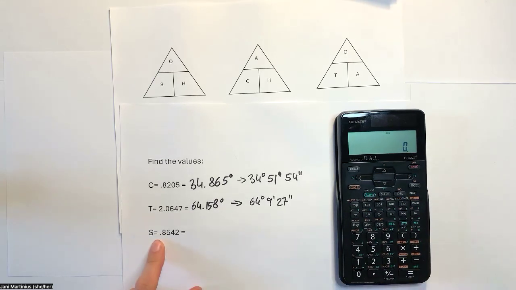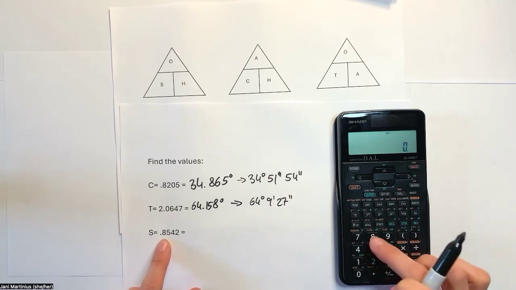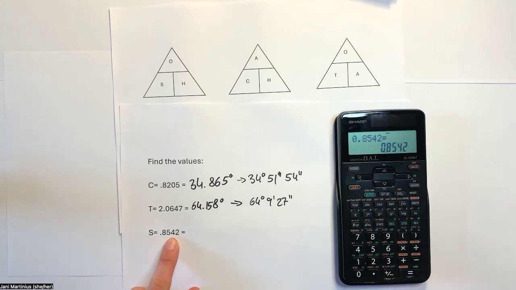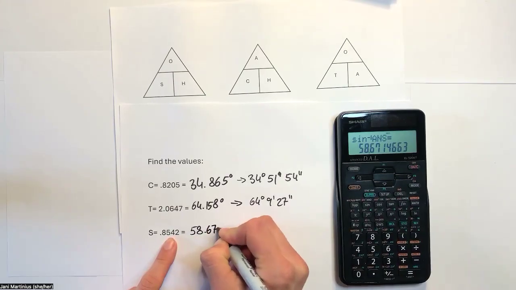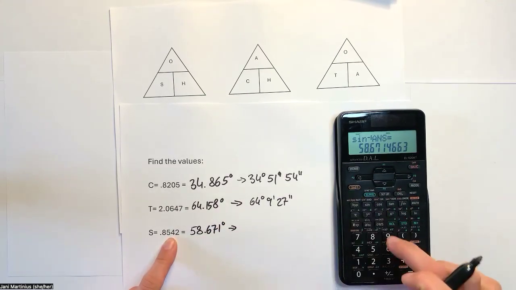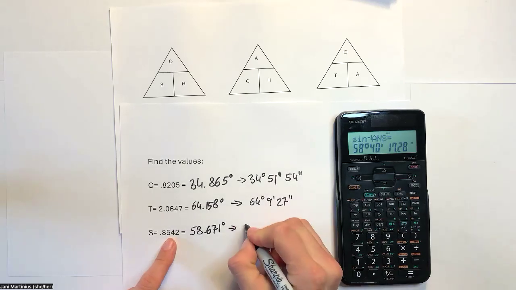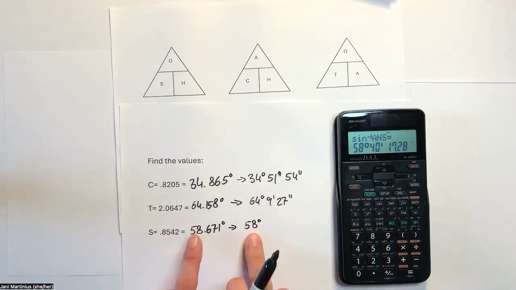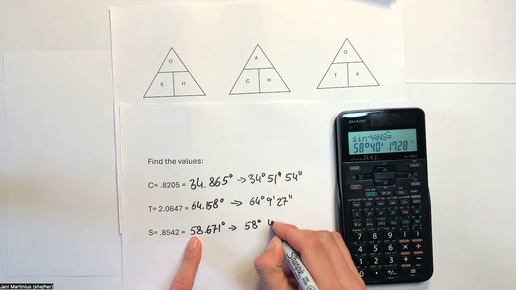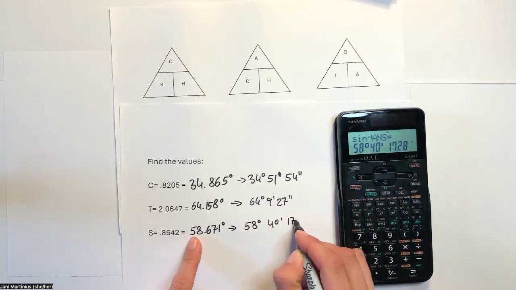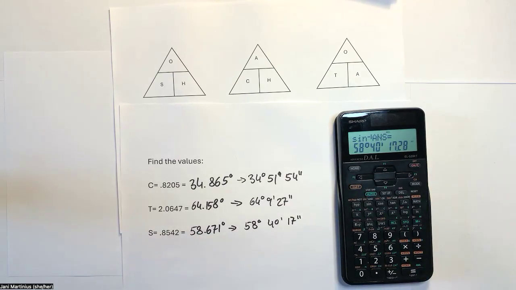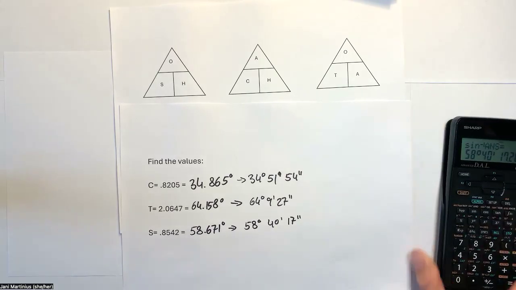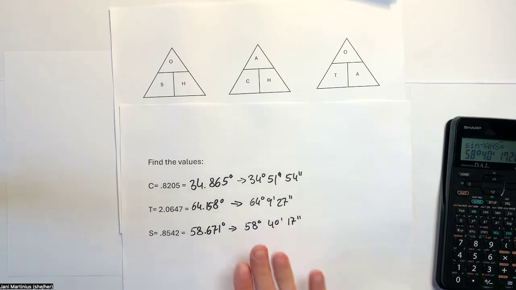Okay, one more practice here with the sine button. So 0.8542, second function, sine gives us 58.671 degrees. Second function, DMS button, turns it around for us. So 58 degrees, and that makes sense, right? 58 degrees, 40 minutes, and 17 seconds. And the seconds are so small already that we can just round up or down to a full second. We don't really need to go any tighter than that. So I hope that makes sense as a first intro.